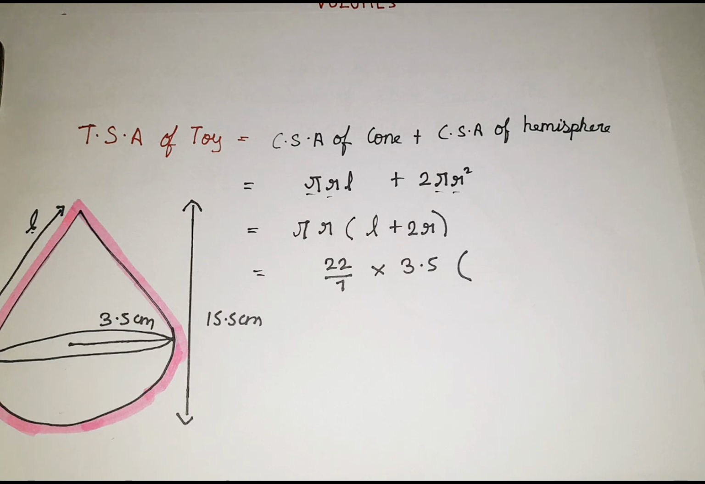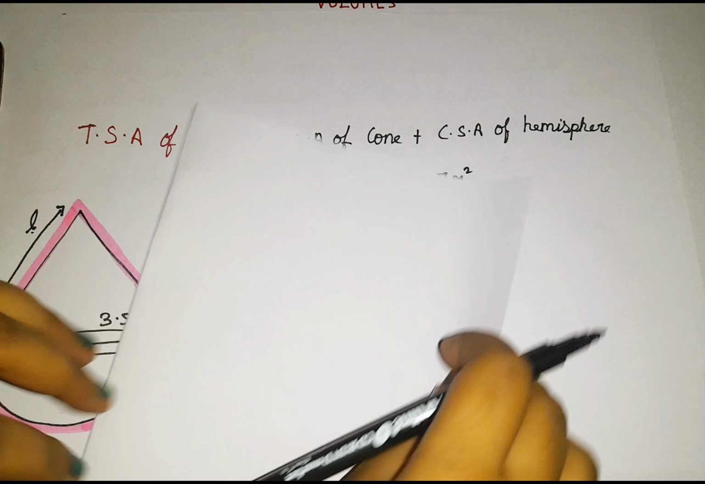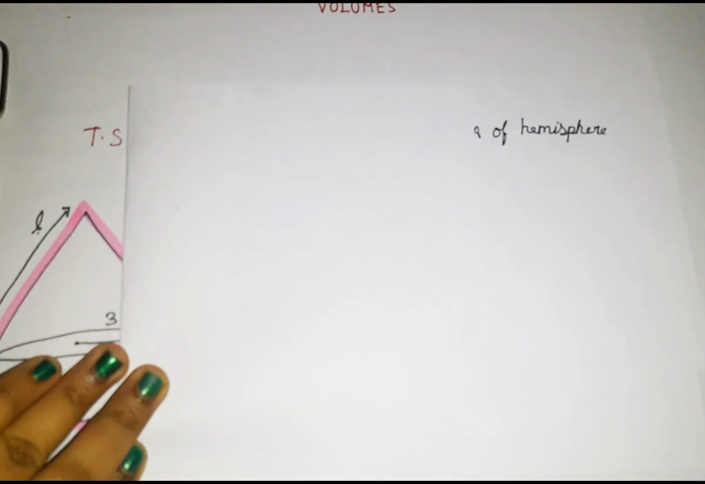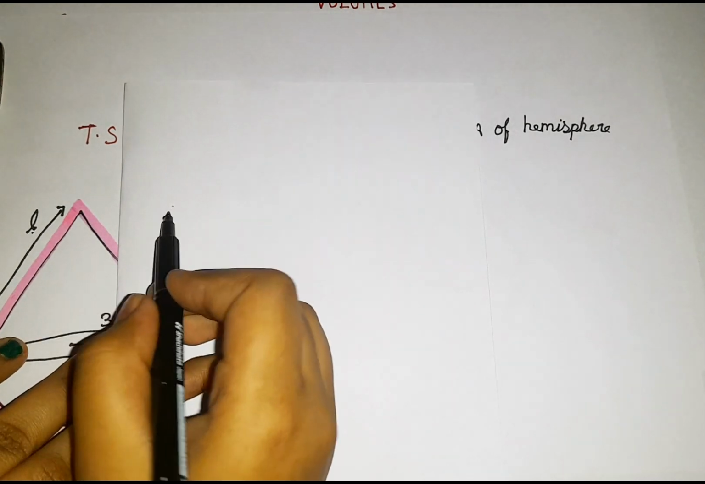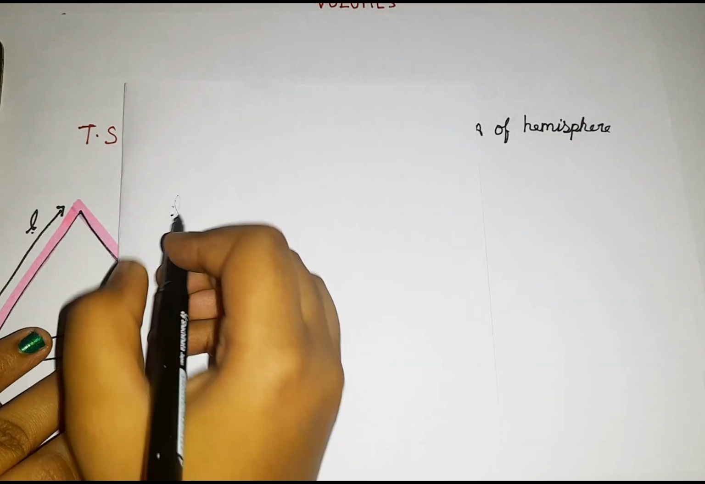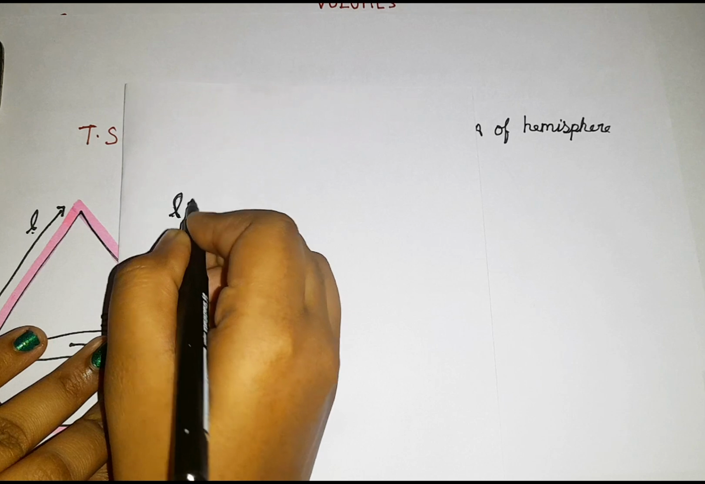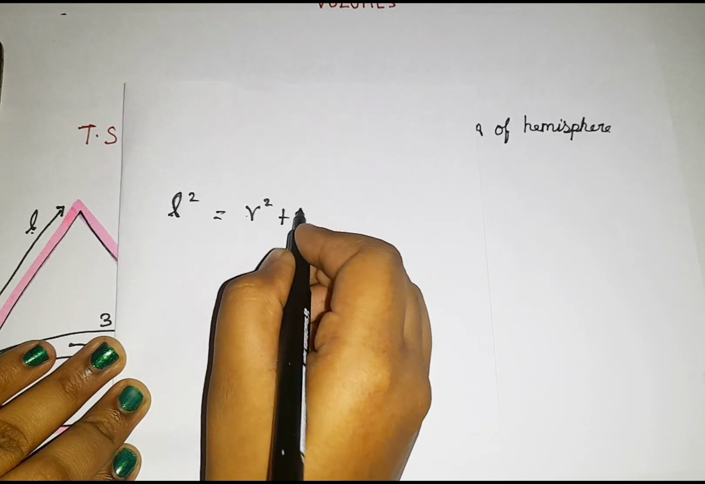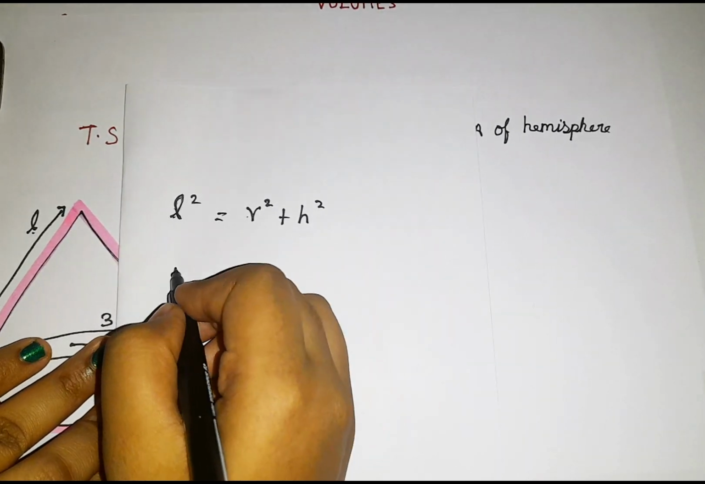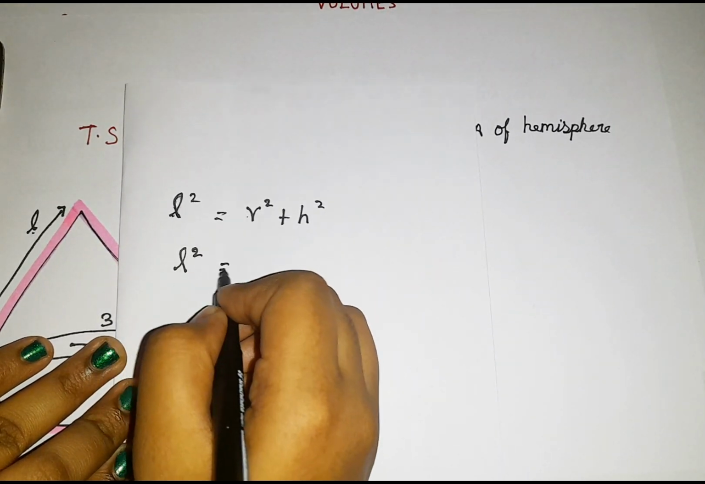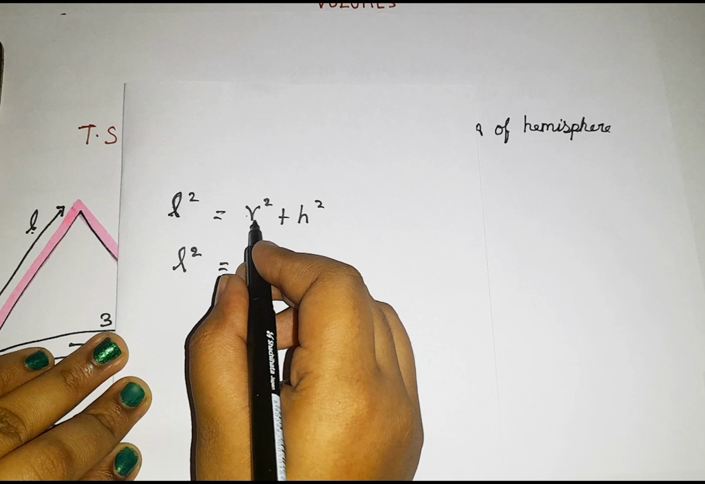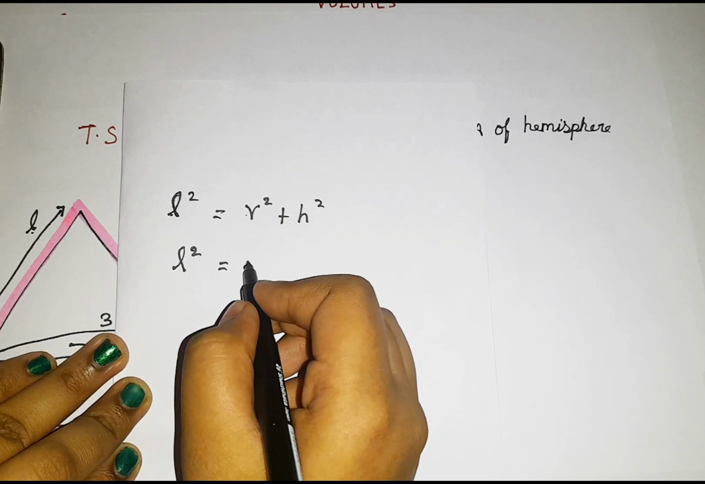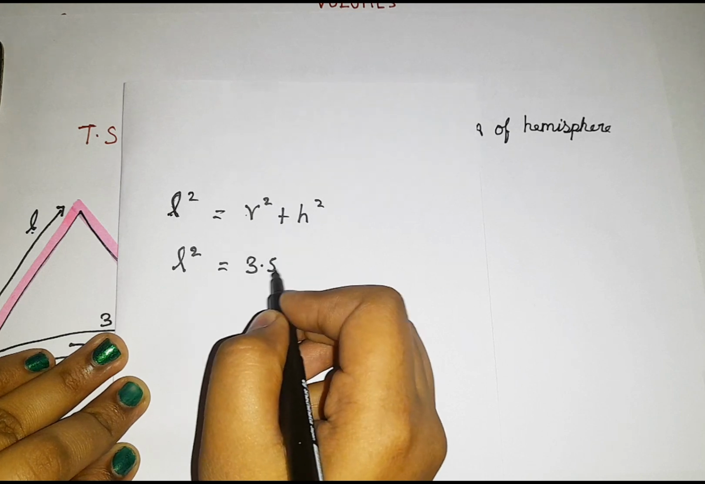We have a formula for that. I hope you can see it once again. The formula is L square is equal to r square plus h square. This is the formula, else we don't know the slant height. What is r square? It means radius. So what is the radius? The radius is 3.5 centimeter. Am I right?